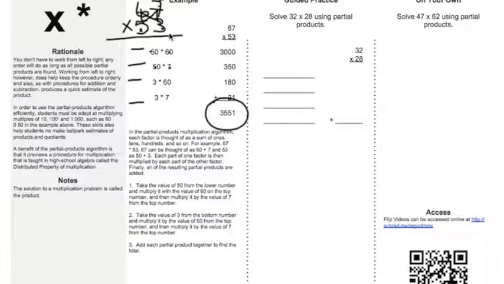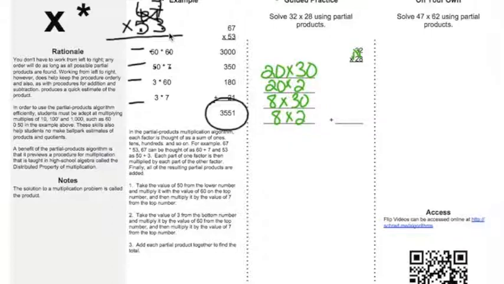Let's take a look at the guided practice. In the guided practice, it says 32 times 28. Now that means I need to take my 20 times 30, and I need to take my 20 times the 2. I also need to take my 8 times the 30, and my 8 times 2.